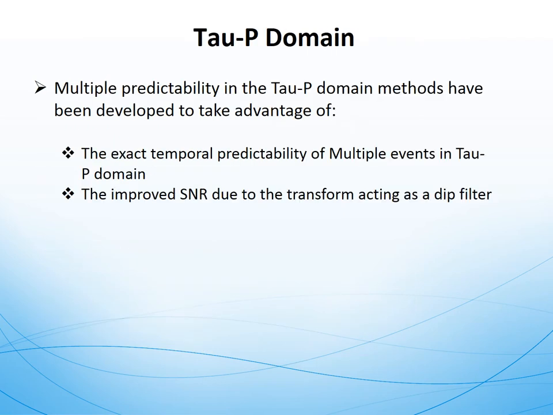So we will look at the tau-p domain. What actually is the tau-p domain? We have seen the shot and receiver domain, and we have seen the CDP and offset domain. Now the tau-p domain is basically a different domain where we can convert our data in order to remove the multiple. Multiple predictability in the tau-p domain has been developed to take advantage of the exact temporal predictability of the multiple events in the tau-p domain and to improve the signal-to-noise ratio due to the transform acting as a dip filter.